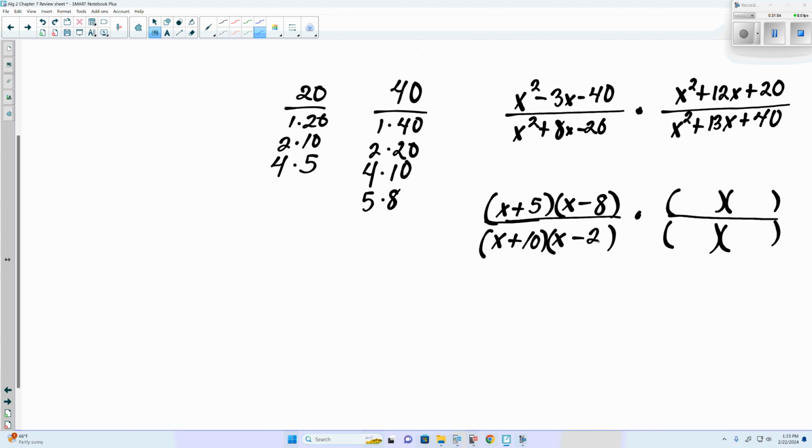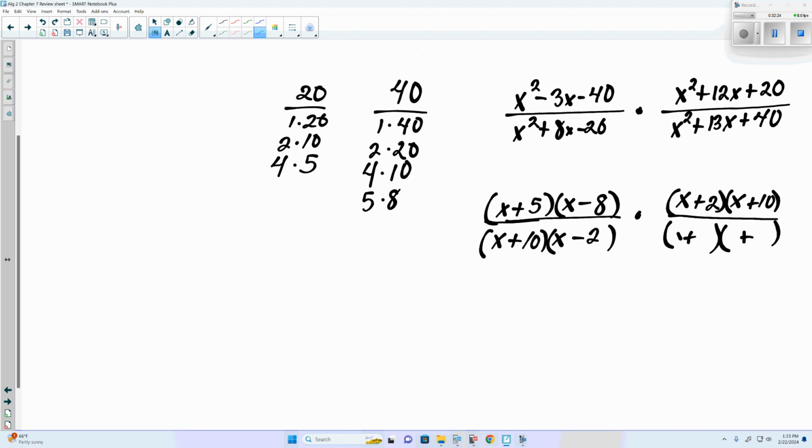x squared plus 12x plus 20. Third term's positive, so signs are the same. Match the sign in the middle term. x squared is x and x. Factors of 20: 1 and 20, 2 and 10, 4 and 5. We would want 2 and 10, because we do have something in common on top and bottom now, yes? Oh, I keep looking at the bottom. Looking at the bottom one, I forgot what... 2 and 10, yeah, 12.